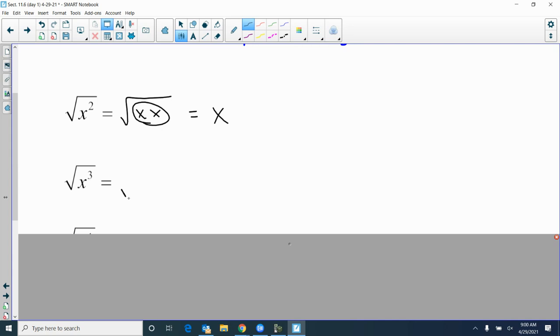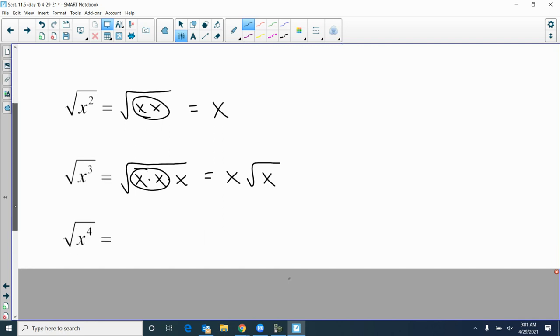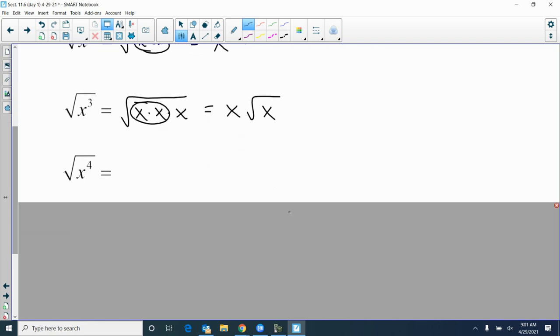So let me show you what that looks like. Good. You got 3 x's. I got 1 pair. So that pair goes on the outside, but you have 1 left over. So you would say x radical x, or x square root of x. Okay? Now we're going to try and figure out a pattern so I don't have to write this out every time. X to the 4th, I'm going to do the same thing. X to the 4th means you have how many x's? 4 of them. 1, 2, 3, 4.